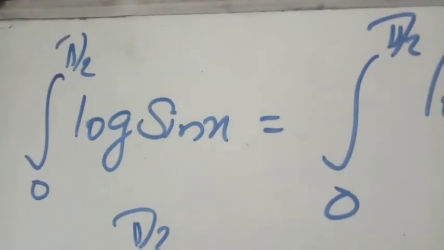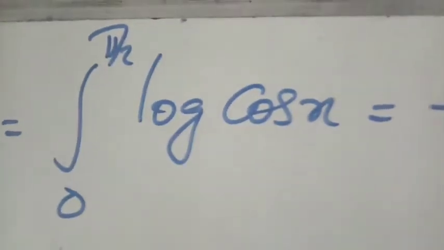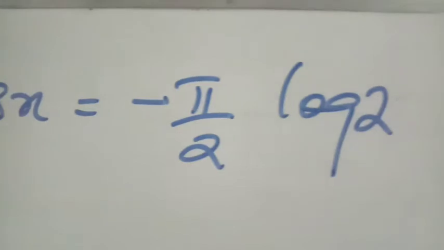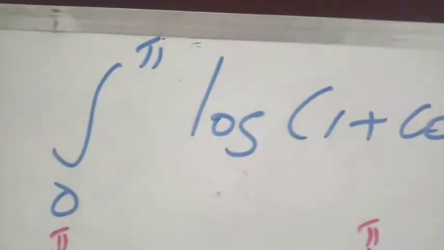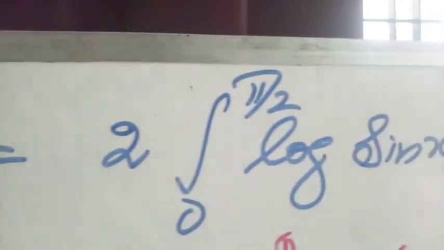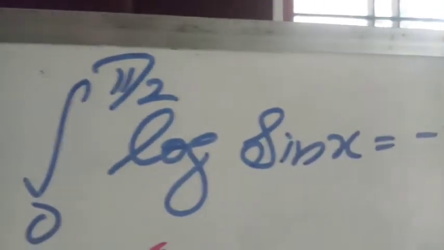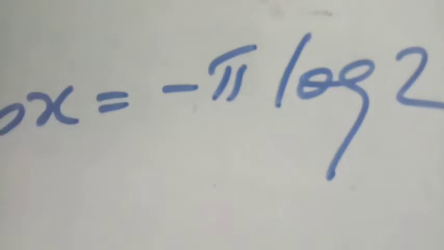Okay, this is also an important question. Next question is also very important. We have to show that integral 0 to pi by 2 log sin x is equal to integral 0 to pi by 2 log cos x. The answer of that one is minus pi by 2 log 2. And another question is similar to this one: integral 0 to pi log 1 plus cos x is equal to 2 into integral 0 to pi by 2 log sin x, which is equal to minus pi log 2.